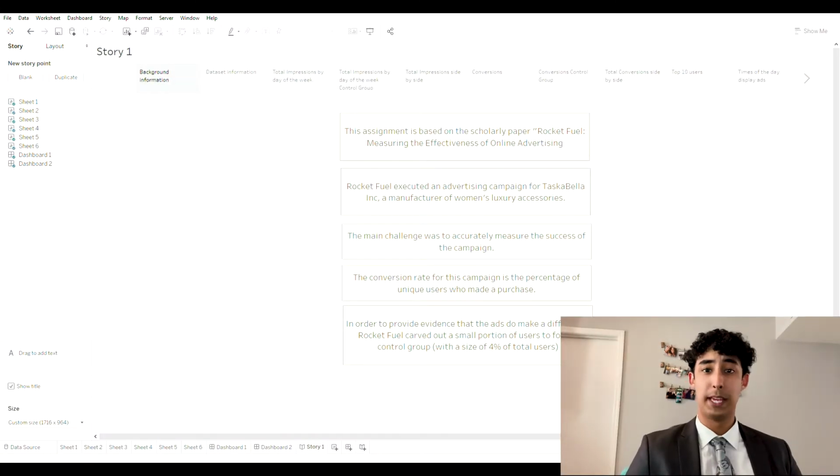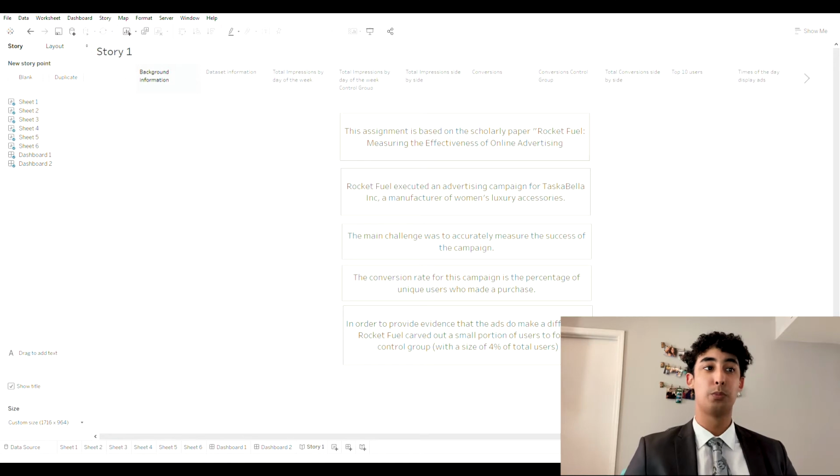This assignment was based on a case study by Rocket Fuel, where this company executed an advertising campaign for another company called Tableau. The main challenge was to accurately measure the success of the campaign. Are we looking at return on investment, at profitability, maybe both? For this campaign, the conversion rate means the percentage of unique users who made a purchase.